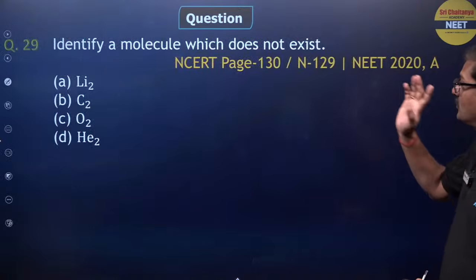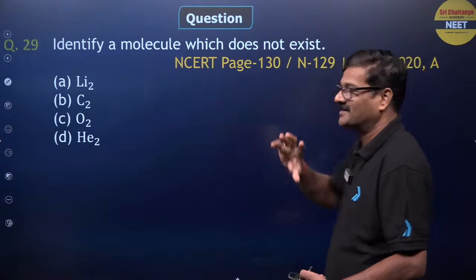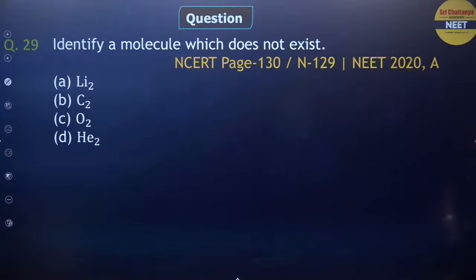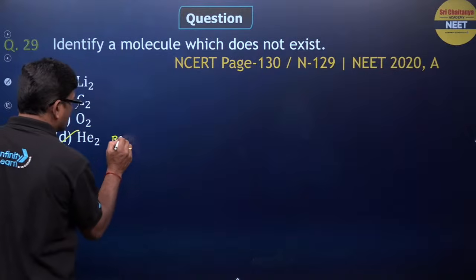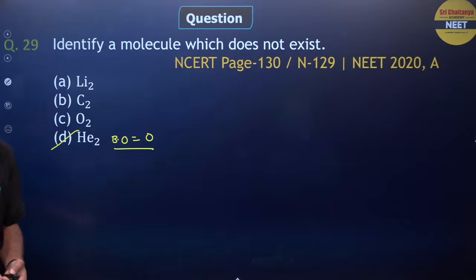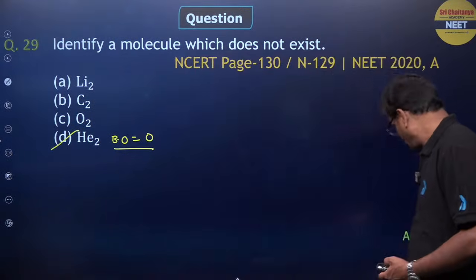Now identify the molecule which does not exist. By looking at this we can say, He2 doesn't exist because its bond order is 0. You can expect this as a descriptive-type question. Okay, now one more question. This is option D.